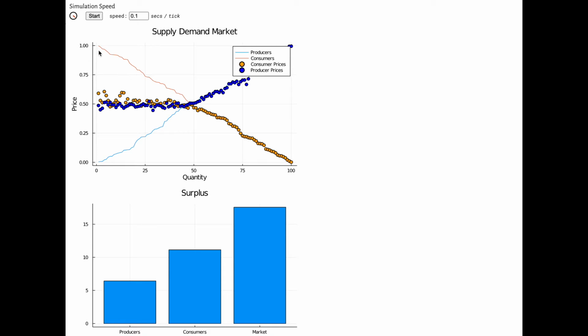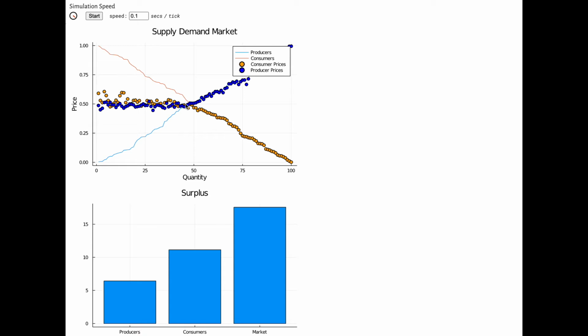Because you see that all of the dots have come and formed a single straight line. And that means that even though everyone was greedy, everyone was acting in their own self-interested way, they all converge to the same price, which is 0.5. So they've reached market equilibrium.